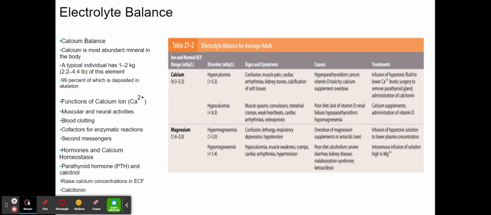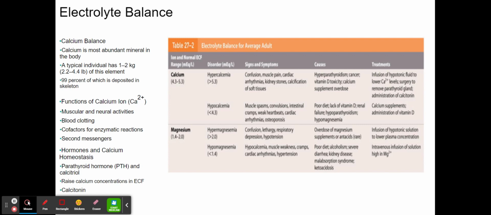Calcium is the most abundant mineral in the body. A typical person has 1 to 2 kilograms of this element. 99% of it is in the skeleton. In addition to forming the crystalline component of bone, calcium ions play key roles in controlling muscular and neural activities, in blood clotting, as cofactors for enzymatic reactions, and as second messengers.